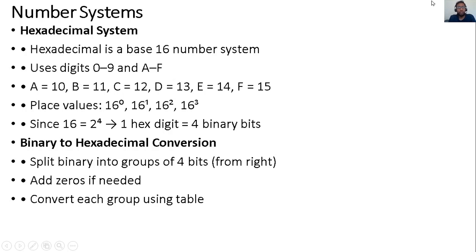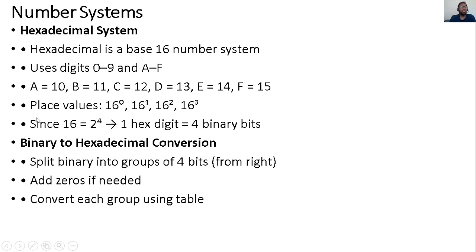Hexadecimal is our base 16 number system, which uses digits from 0 to 9 and A to F. Double digits 10 to 15 are represented using the letters A, B, C, D, E, and F. Place values are 16 power 0, 16 power 1, 16 power 2, 16 power 3. Just like in the decimal or denary number system, we had the place values 10 power 0, 10 power 1, 10 power 2, and in the binary number system we had 2 power 0, 2 power 1, 2 power 2.